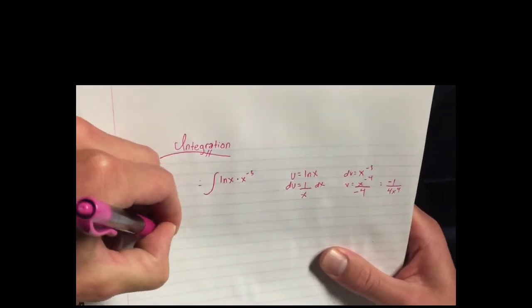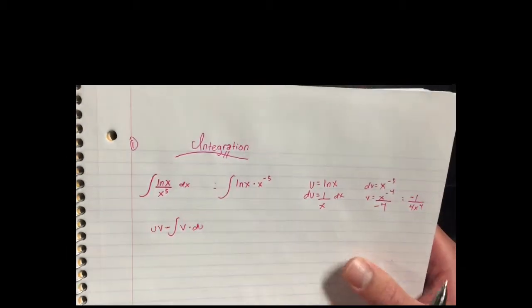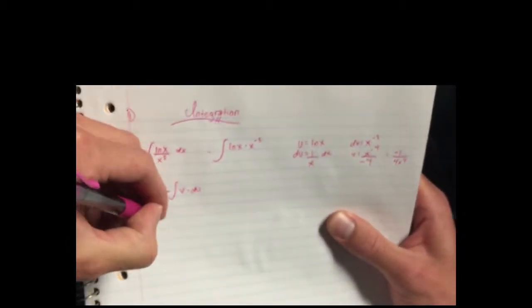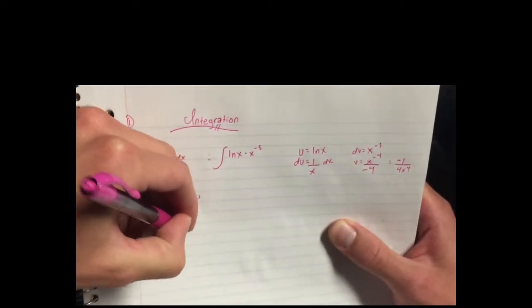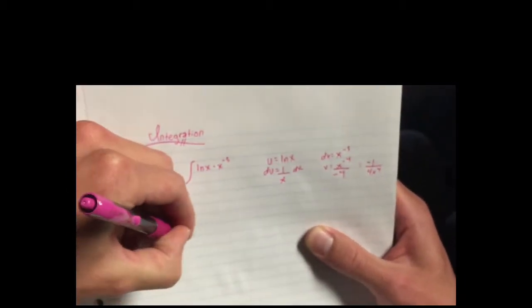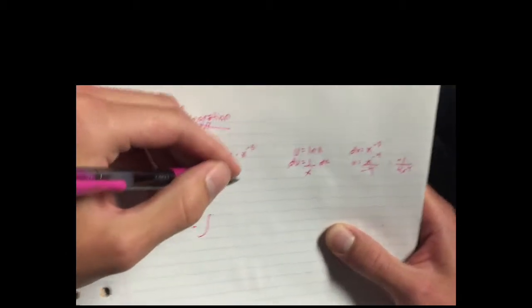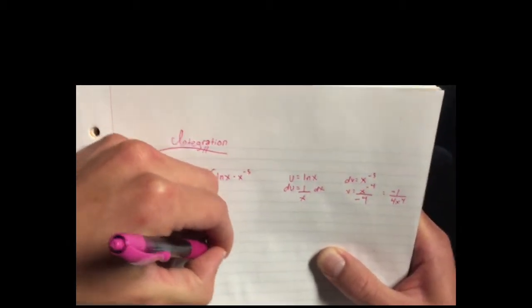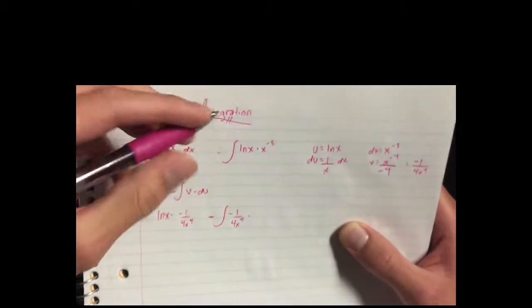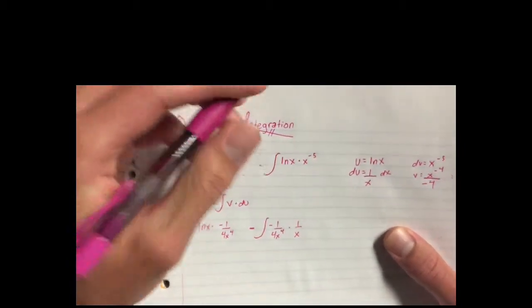So from that point, we know that the original formula for using integration by parts is uv minus integral of v times du. So from this point, we just plug and chug. We have u, ln of x, multiplied by negative 1 over 4x to the fourth, minus the integral of v, which is negative 1 over 4x to the fourth, times du, which is right there. So we have 1 over x.